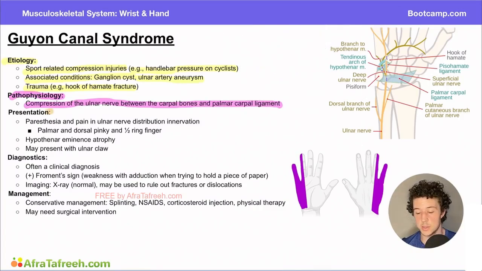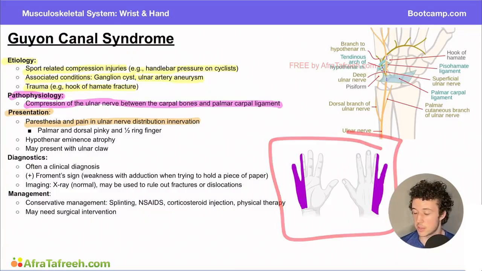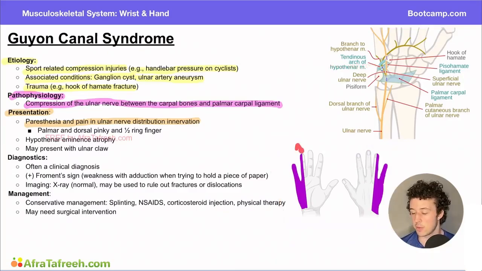Moving on to presentation, this will be pretty analogous to carpal tunnel syndrome, but for the ulnar nerve. So the paresthesia and pain will be in the ulnar nerve innervation rather than the median nerve innervation. So again, if we look down here, we can see that is going to be the medial half of the ring finger in addition to the pinky. And that includes both the dorsal and the palmar aspect of the hand. And again, the ulnar nerve is responsible for the hypothenar muscles. And so damage to that nerve can lead to hypothenar eminence atrophy if those muscles aren't getting innervated.